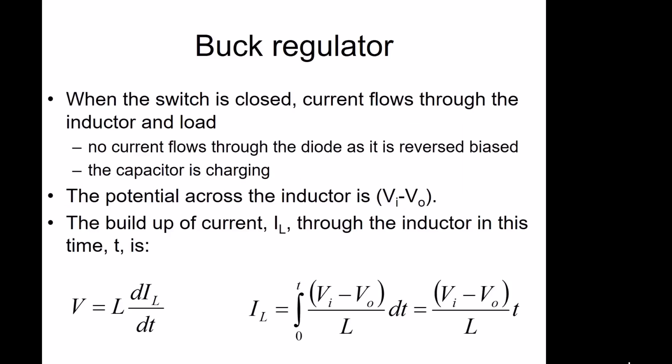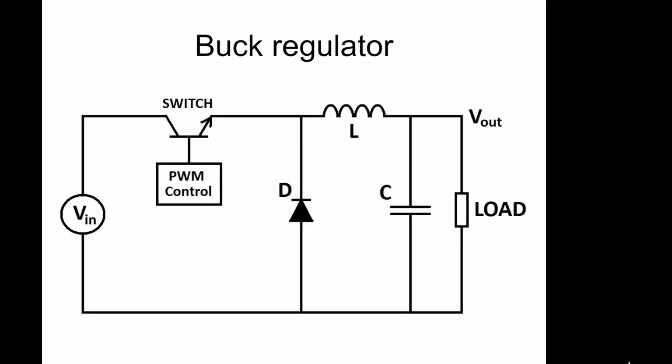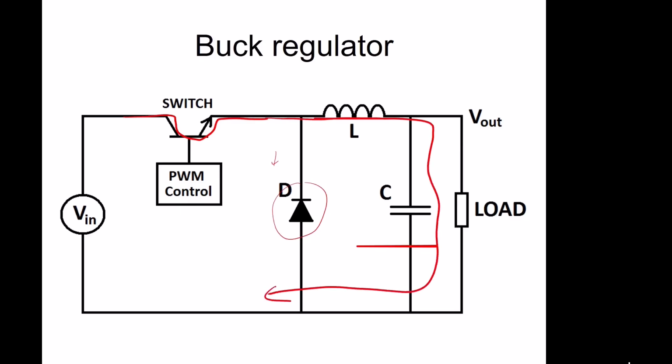So if we close the switch, no current flows through the diode as it is in reverse bias, and the capacitor is charging. So if we close this switch here, current is flowing through here. We cannot get current in this direction because we've got this diode. All the current has to flow through here. It flows around like this, so it's flowing through the load. It's also charging this capacitor up here. So when the switch is closed, the capacitor is getting charged, and current is flowing through the load.